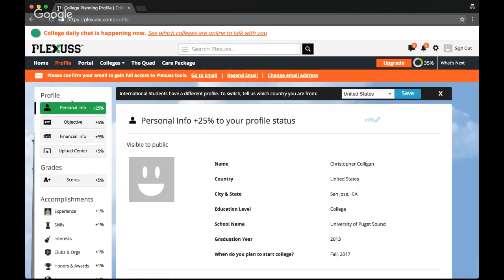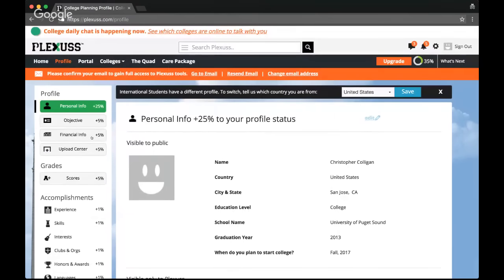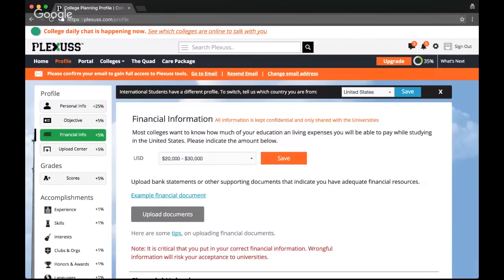So we can see there's personal info, objective information. I have filled out a good amount of it on my profile. You can see on the top right the percentage of your profile that's completed. We need to hit at least 30% to be a really viable candidate on Plexuss. But if we jump to this financial information section, this is one of the most important areas on Plexuss.